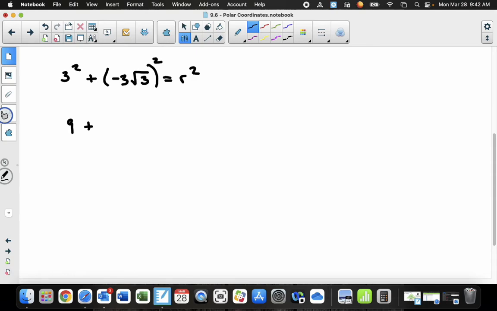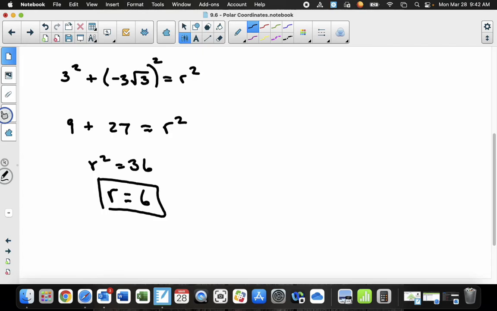Okay? So this is really just 27. So what we end up with then is r squared equals 36, which means r is what? 6. There's your radius. We found that.